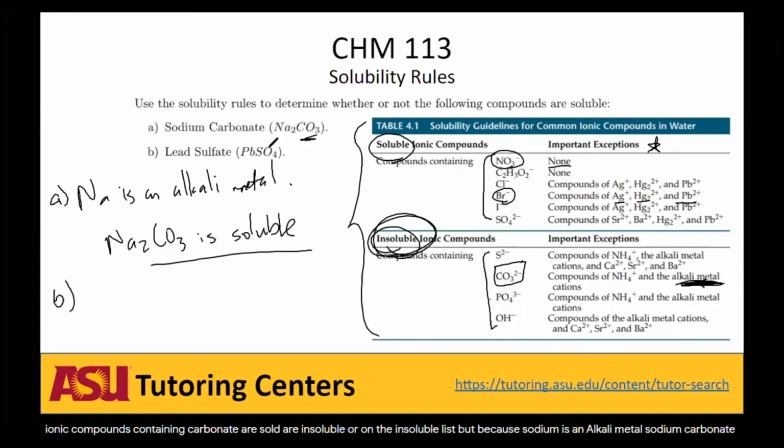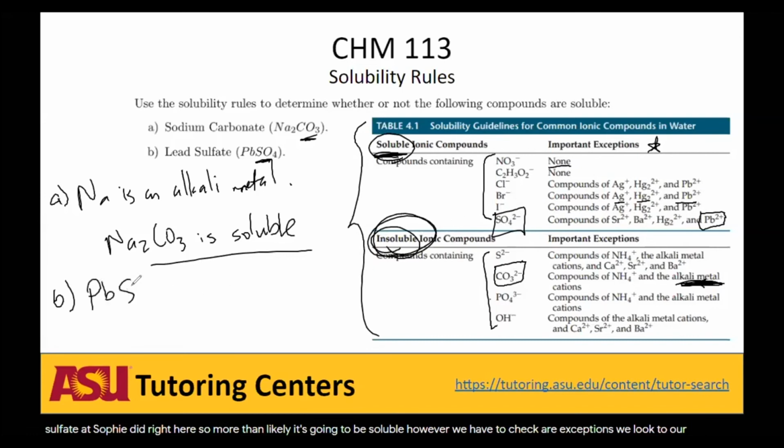Now let's look at part B, lead sulfate. So the anion we're working with here is sulfate. So again, we check out our list. Where is sulfate at? Sulfate is right here. So more than likely it's going to be soluble. However, we have to check our exceptions. We look through our exceptions and there is lead. So lead is an exception to the rule. So instead of being soluble, lead sulfate is insoluble.